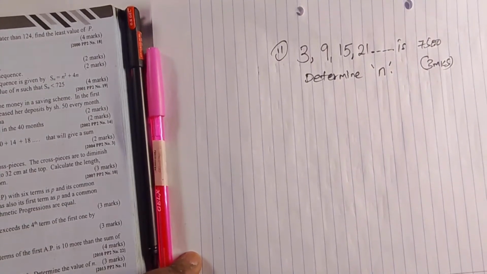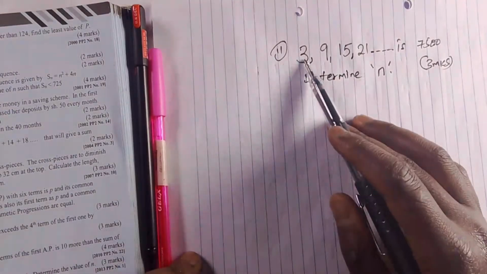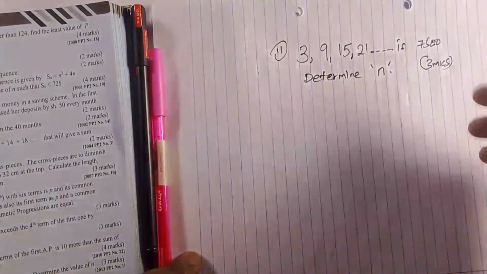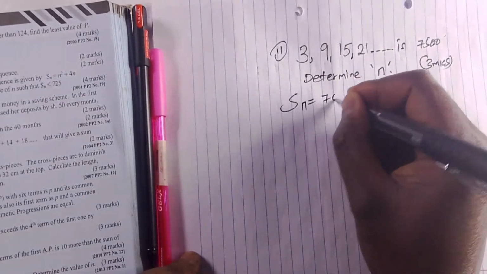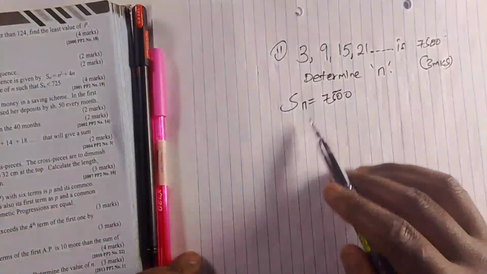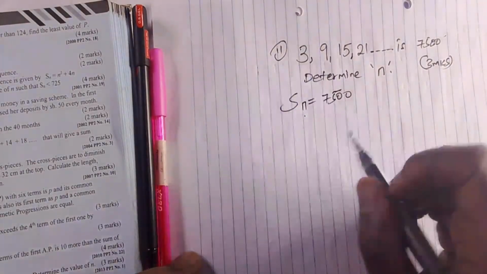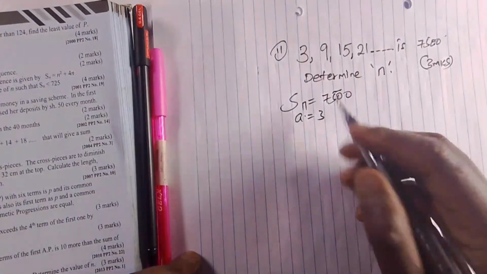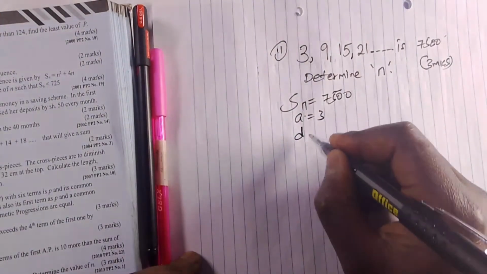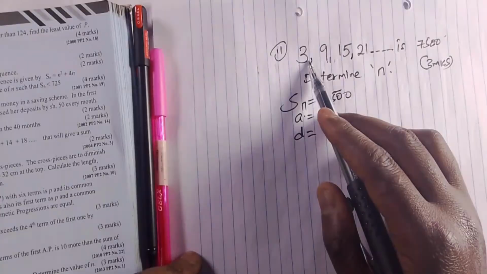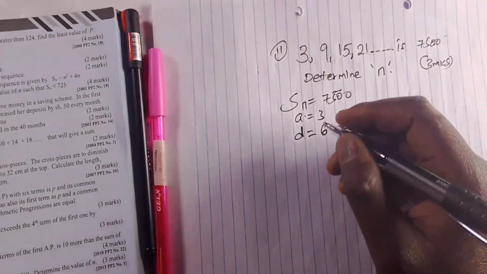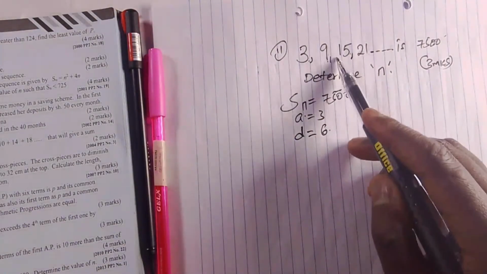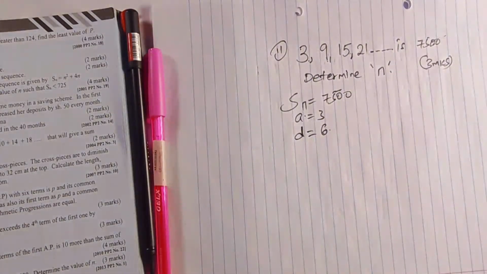Wewe uandike tu formula yako kama hujaambiwa. So the sum of n tumeambiwa ni 7500. Hatujui n ni nini, lakini tunajua a ni 3 na tunajua our d, tunaweza pata our d is 9 minus 3 is 6, 15 minus 9 is 6, 21 minus 15 is 6. D ni constant. Lazima uconfirm mama ya pili na ya tatu inafanya kazi kama ziko, unless wewe umeambiwa the common difference.